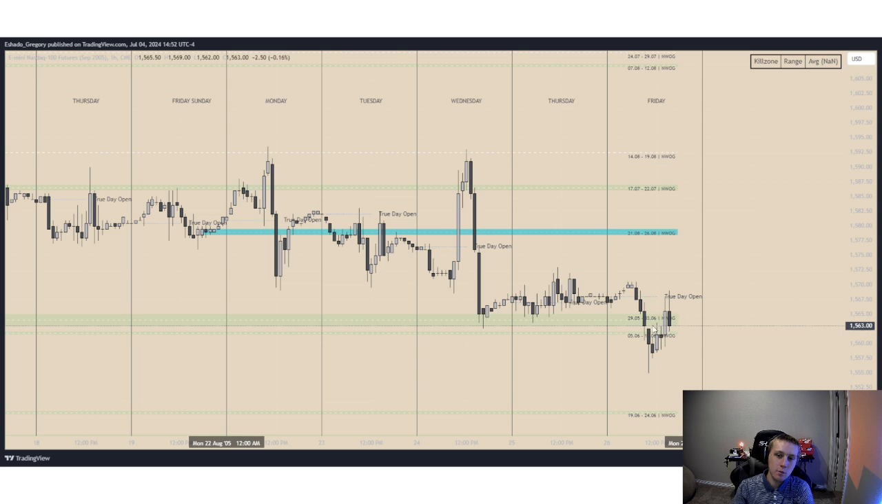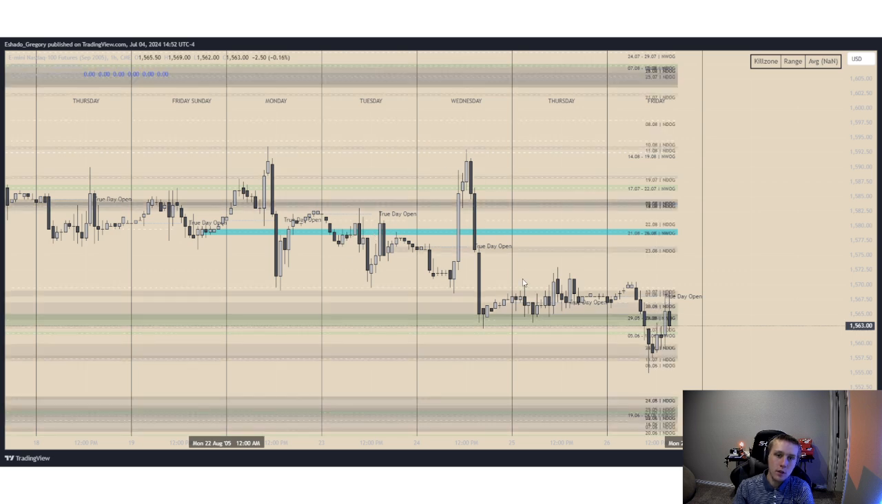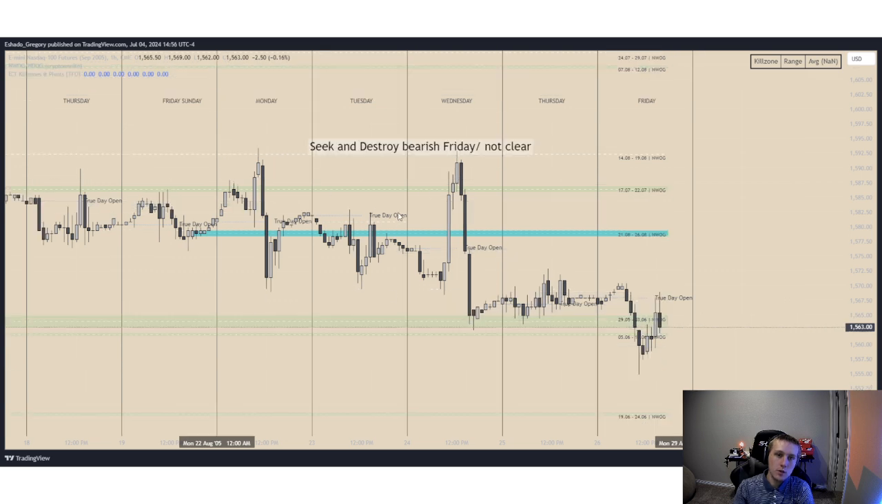Where do we end up closing the week? At a new week opening gap there. This blue line is the current new week opening gap, by the way. Here's those new day opening gaps. And I would say this is more of a seek and destroy bearish Friday, or I would say maybe a classic sell week where we have the high of the week, Monday, Tuesday, Wednesday.